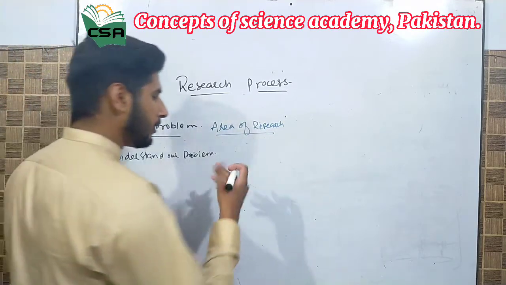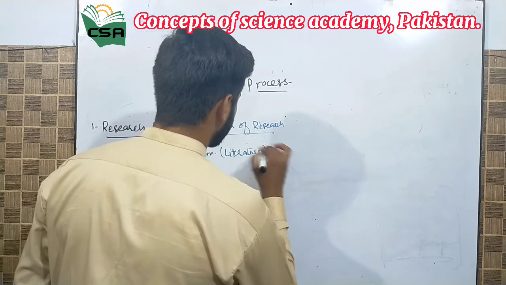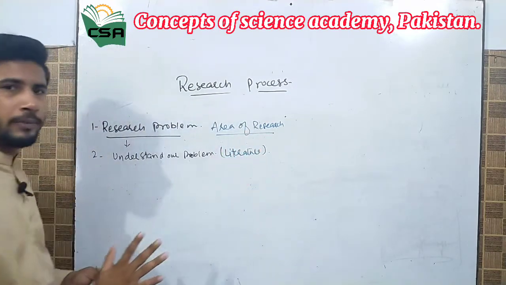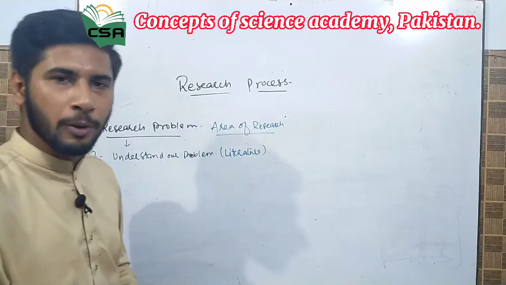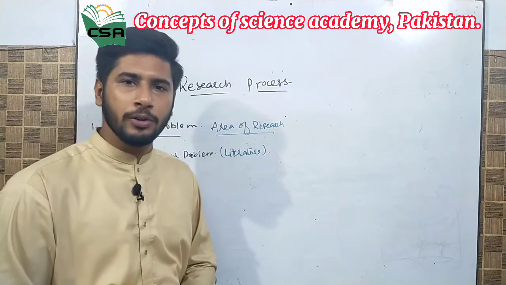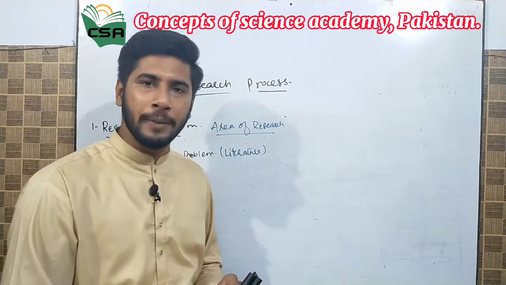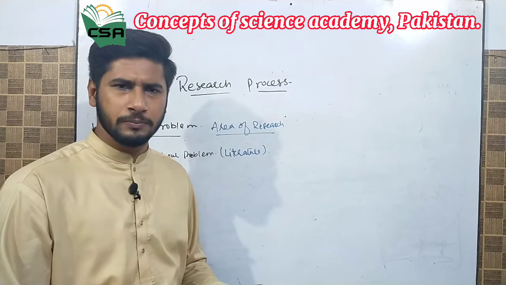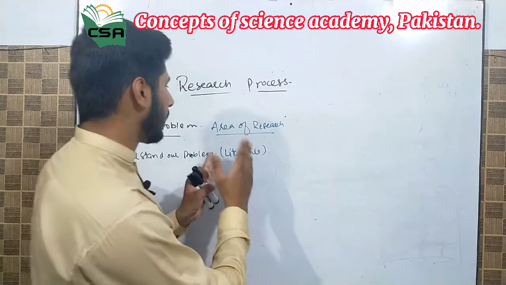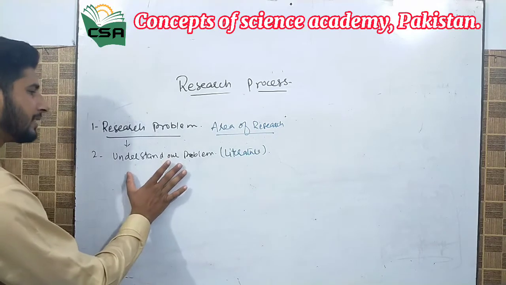The major thing is our literature: the previous research on that research problem, the research of other scientists on that problem. You can understand your problem by reading the literature. You can go to different databases like Google Scholar, PubMed, NCBI, or many other search engines, find the research papers relevant to your research problem, review them, study them, and then you will understand your research problem.